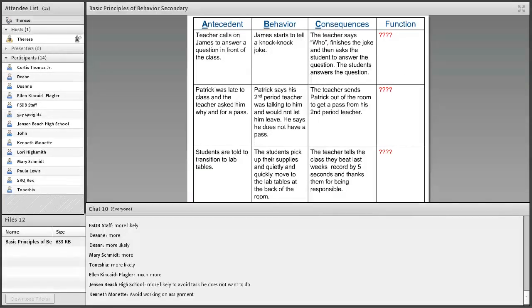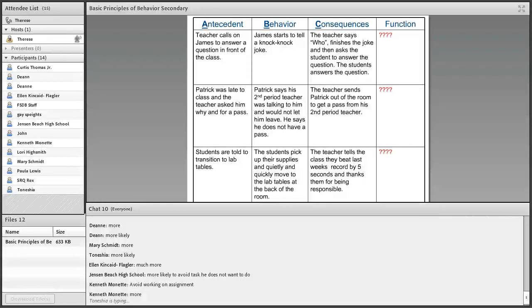And just when you thought you were done with the slide, we have more examples. All right, let's look at that first one. Teacher calls on James to answer a question in front of the class. The behavior is James starts to tell a knock-knock joke. The teacher, what happens immediately after? The teacher says, "Who?" and finishes the joke and then asks the student to answer the question. And then the student really does answer the question.